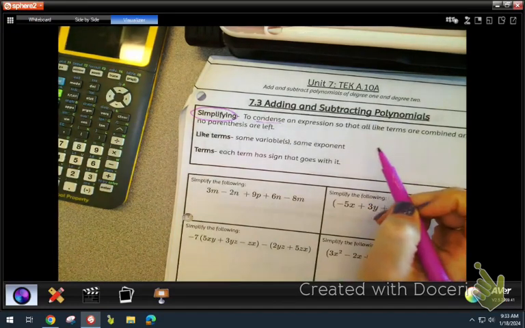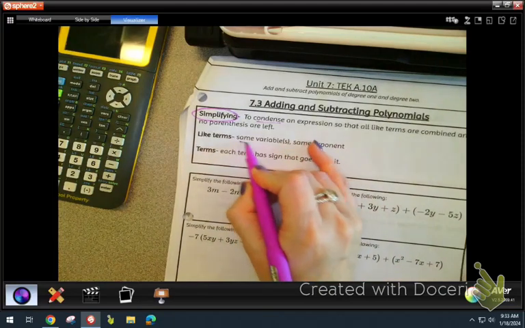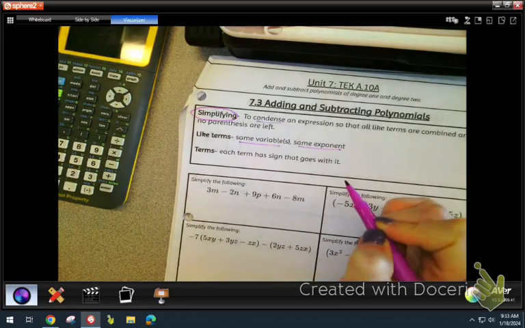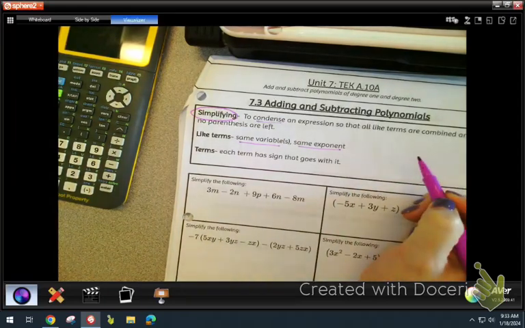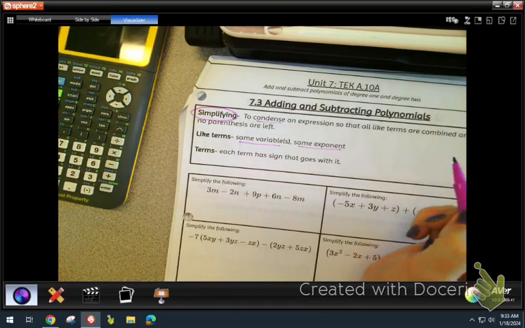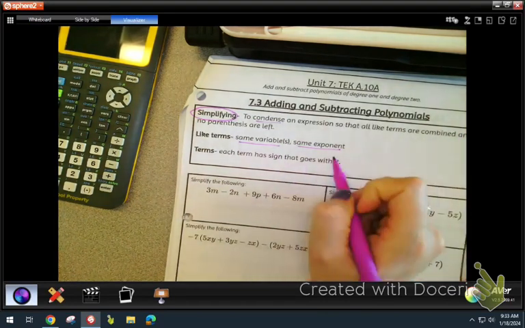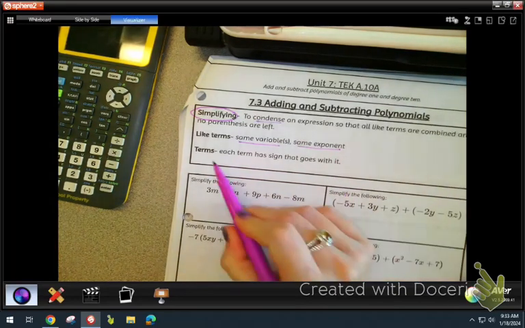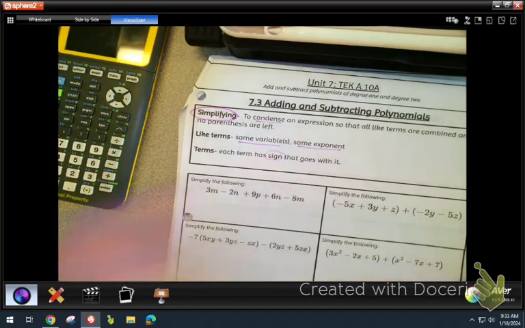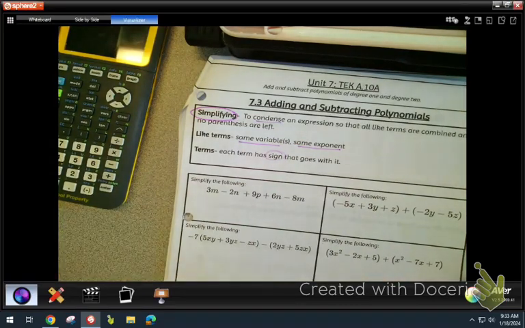Like terms have to be the same variable and the same exponent. So they have to match exactly. Okay, an x and an x squared are not like terms because x has an exponent of 1, x squared has an exponent of 2. So they have to be perfect matches. And when you have a term, you got to pay attention. The positive or negative is like a name tag. It's telling you this term is positive if there's a plus in front of it, or this term is negative if there's a minus sign in front of it. So you got to pay attention to those signs in between, okay?